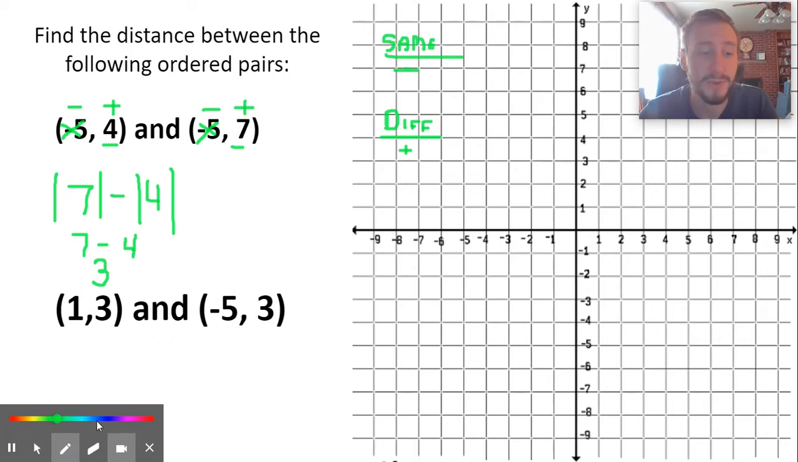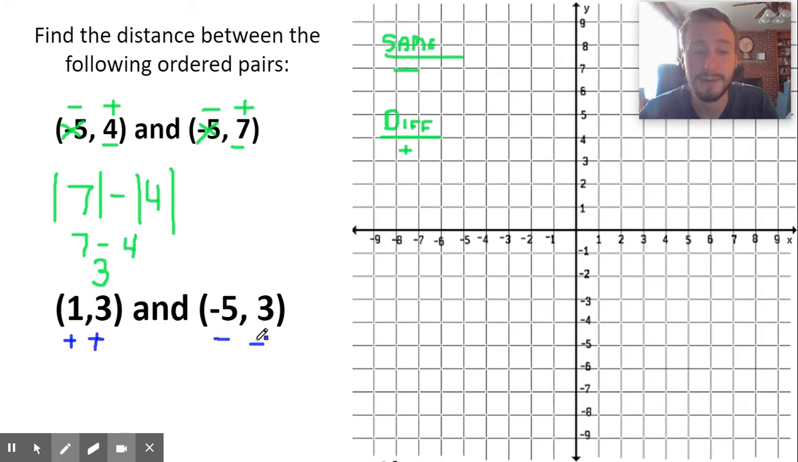Again, the very first thing we want to do is just say, are they positive or negative? This is a +1 and a +3. This is a -5 and a +3. Are they the same or different? They're different because we have positive, positive, negative, positive. Since they're different, we're going to have to add. Well, what do we add?